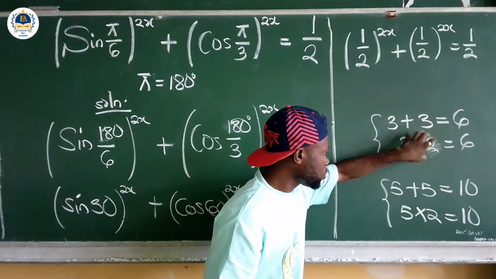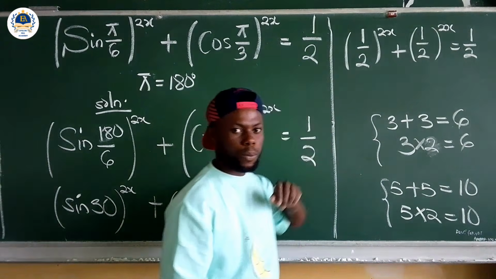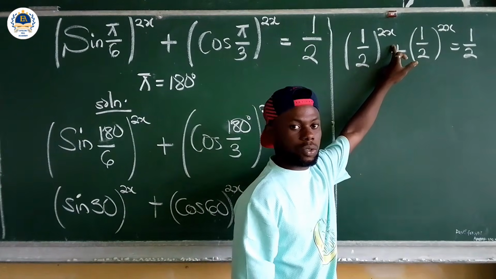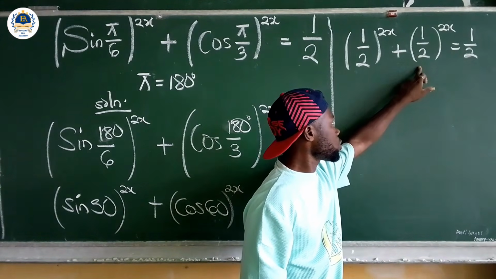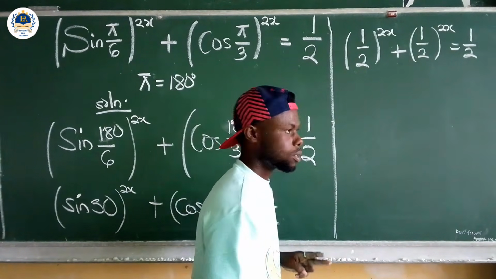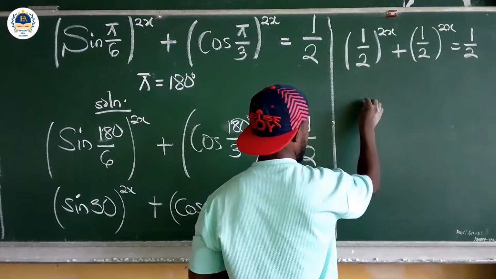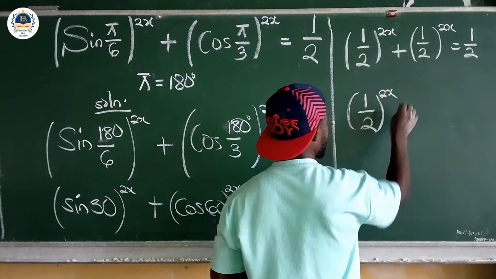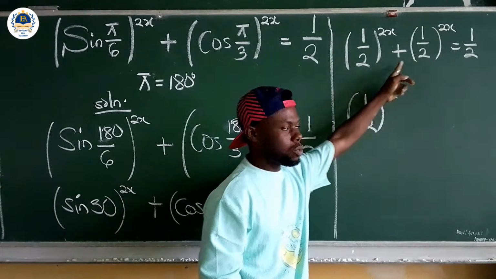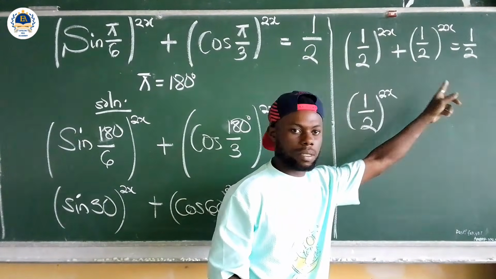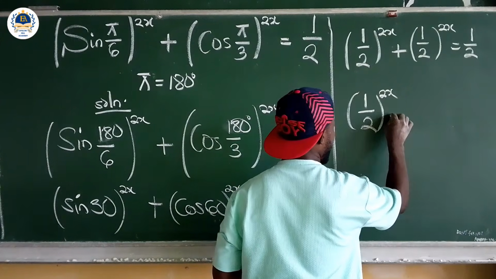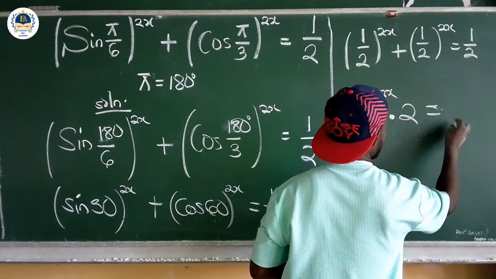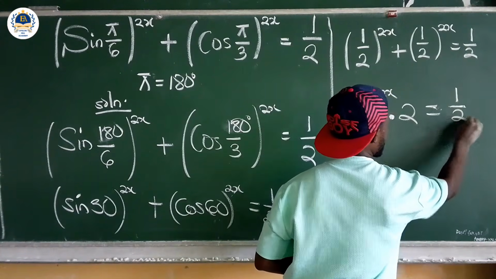Let's carry this knowledge and place it here. 1 over 2 raised to the power of 2x plus 1 over 2 raised to the power of 2x is going to give us, since the number here is 1 over 2 raised to the power of 2x, how many times do we have it in this series? 2 times. So it will be times 2, which equals 1 over 2.